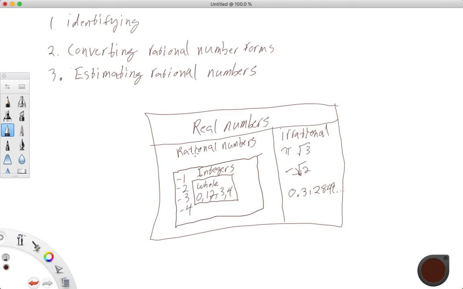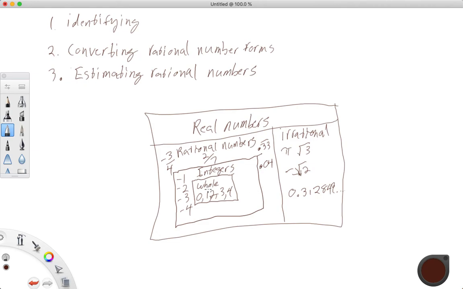Okay, and then our rational numbers includes all of our integers, includes all of our whole numbers, also includes our fractions and our repeating decimals and our terminating decimals. Okay, any of those are our rational numbers.